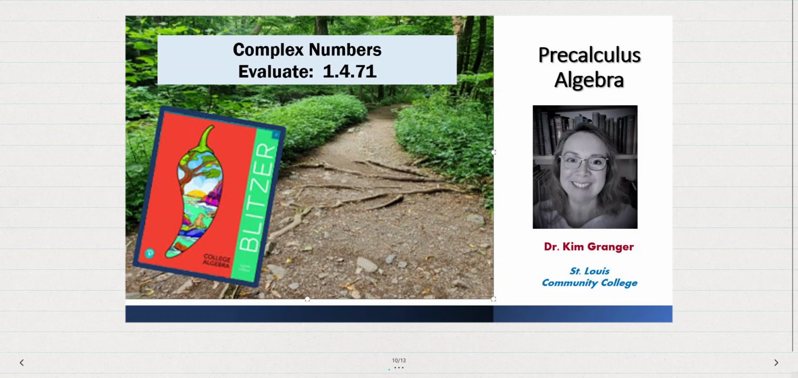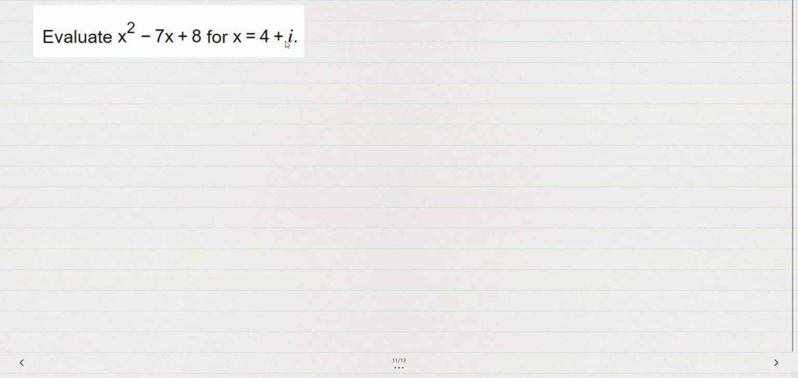In this video, I'll walk through an example that evaluates an algebraic expression when we substitute in a complex number for x. Here's what the example looks like. Evaluate x squared minus 7x plus 8 when x equals 4 plus i.